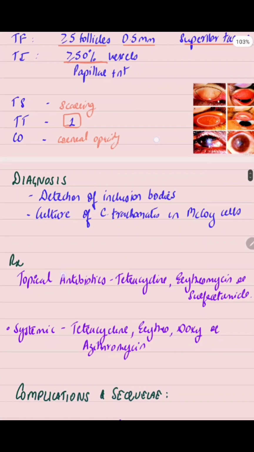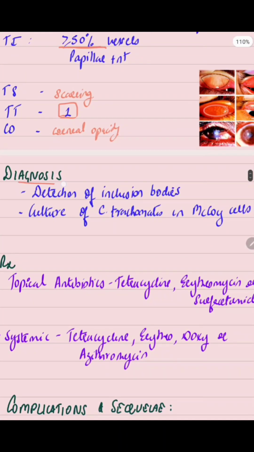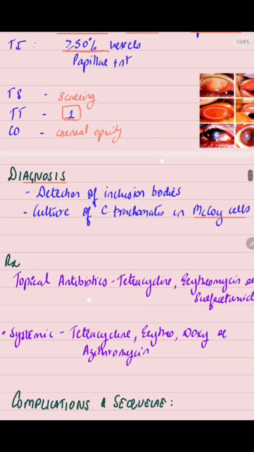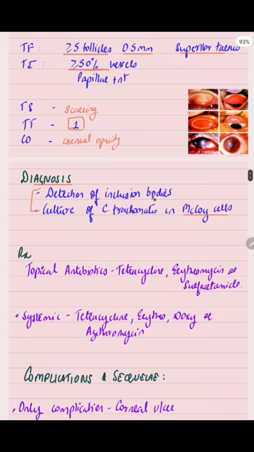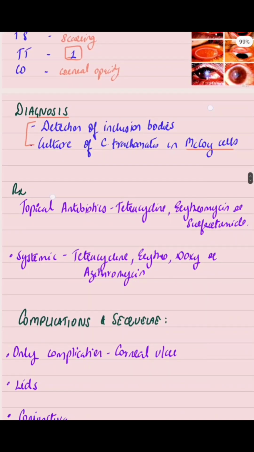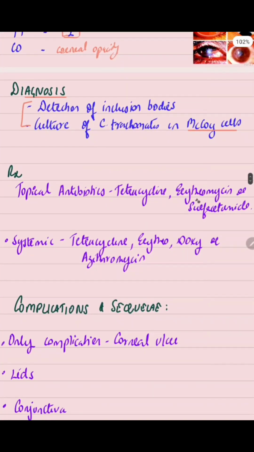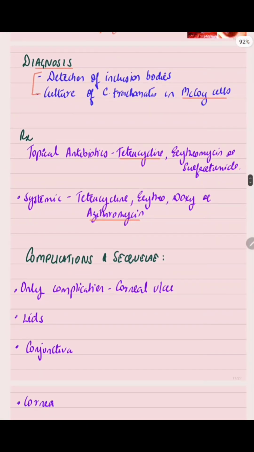Now, diagnosis is by detection of inclusion bodies and culture of Chlamydia trachomatis in McCoy cells. Coming to treatment, topical antibiotics such as tetracycline, erythromycin or sulfacetamide can be given. Then systemic tetracycline, erythromycin, doxycycline or azithromycin can be given. As tetracycline is teratogenic, azithromycin is preferred in pregnancy.